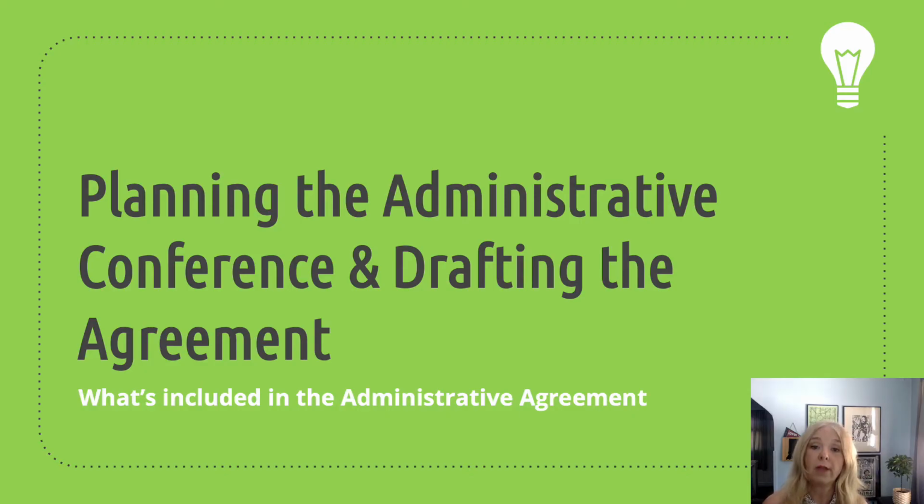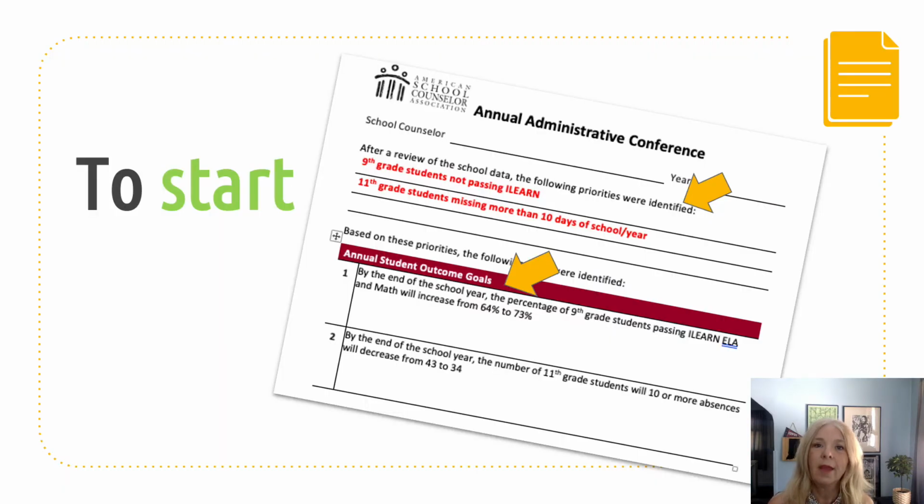We'll now walk through the tasks that you'll complete to create a draft of your administrative agreement document, which you'll use to guide your administrative conference in the coming fall. To start, there is information that will be automatically added to your administrative agreement for your administrative conference. For example, as I just mentioned, the priority data you identified back in Module 2 will automatically be entered into your administrative agreement document, and so will the annual student outcome goals that you develop for your program for next school year that were based on that priority data.